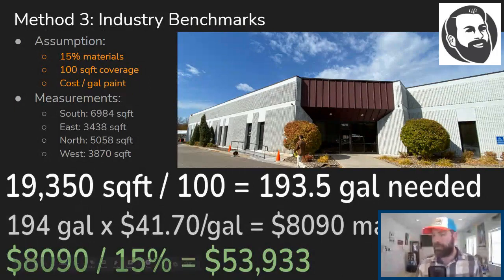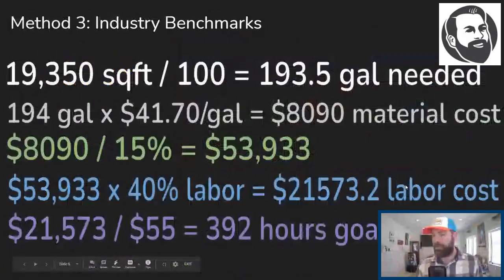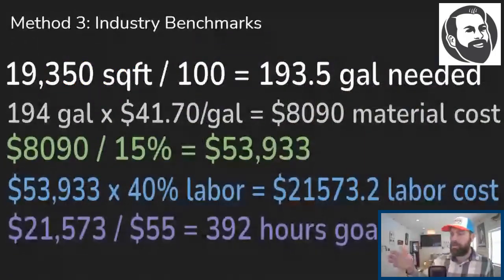Now, the fun part starts here. You have 19,350 square feet. You divide by 100. That gives you your gallons needed. Then you have material cost, and then you possibly have your price for the project, the $53,933. Here's where you can start theorizing, put your arms around this thing. If you want to keep labor to 40%, and that's our goal, you're going to spend about $21,500 in labor on that.